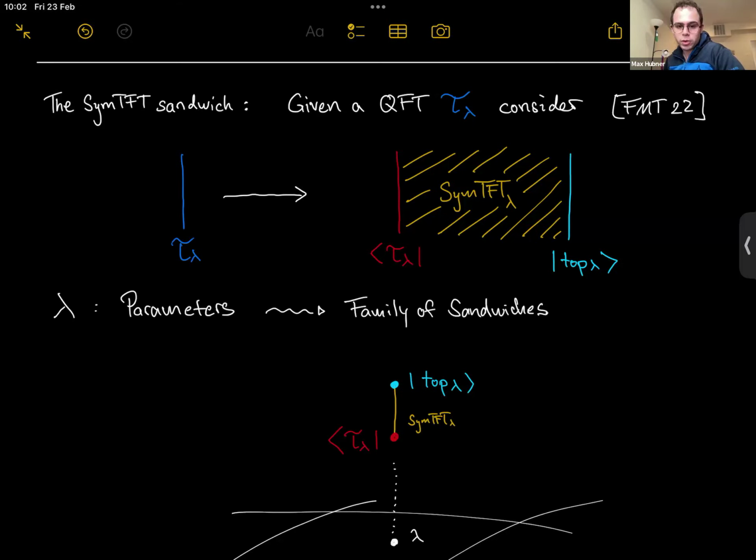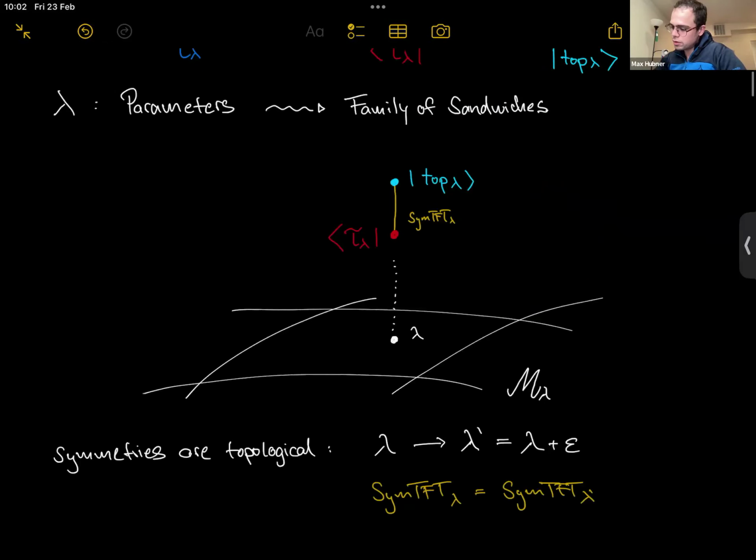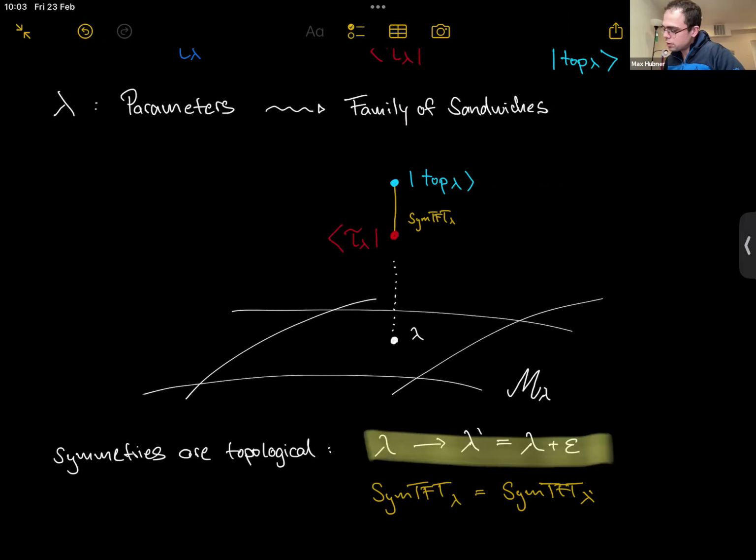And the situation we're going to be interested in today is where this quantum field theory comes with a collection of parameters, which I've labeled lambda here. In this case, we get a family of sandwiches, one symmetry sandwich for every point in parameter space M lambda. Of course, the lesson of the decade has been that symmetries are topological. And so if I simply perturb lambda goes to lambda prime by some epsilon, then the SymTFT is not going to change on me.